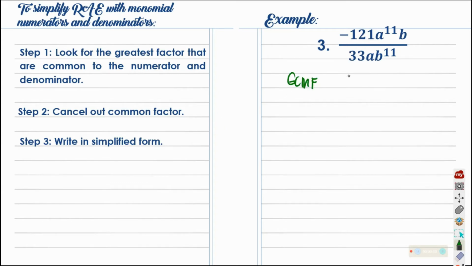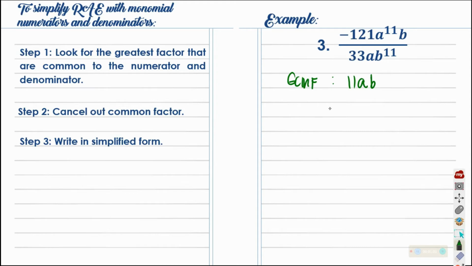We have 121 and 33. So, the answer is 11. And then, a to the 11th power and a, alin ang GCMF dyan? Least exponent, we have a. And then, b and b to the 11th power, alin ang may least exponent? We have b. Now, we have to divide out this GCMF in our numerator and denominator.